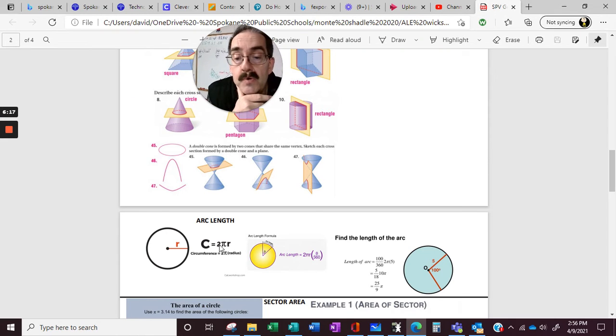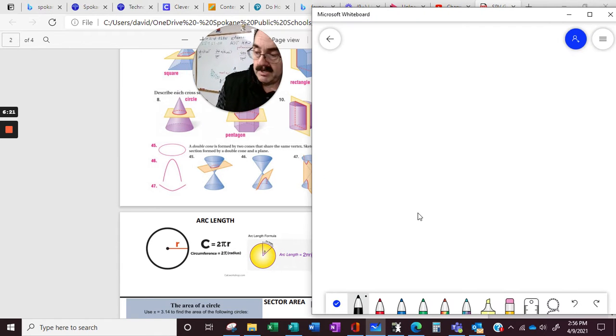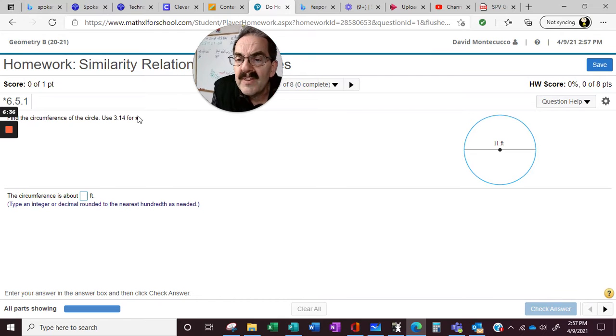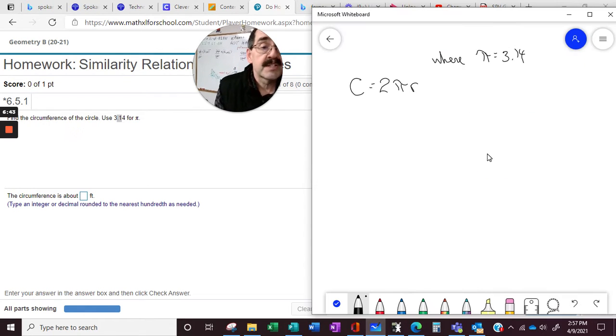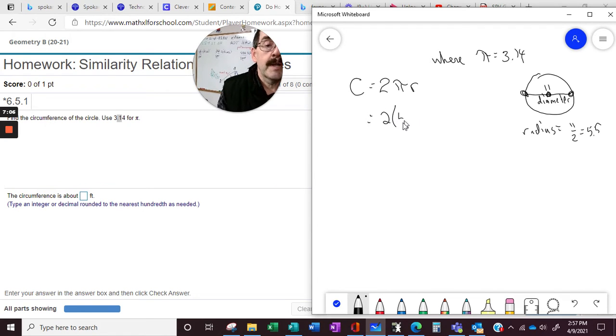Okay, so the actual question said, find the circumference of a circle. Cool. Circumference is 2 times pi times r. So let's grab our sketch pad here, and circumference is equal to 2 times pi times r, where they want us to use pi for 3.14. That was in the directions right there. Okay? And now this one, the diameter is 11. We need radius. So if the whole diameter is 11, radius is half. So the radius equals 11 over 2, which is 5.5. Circumference will be 2 times 5.5 times the 3.14.